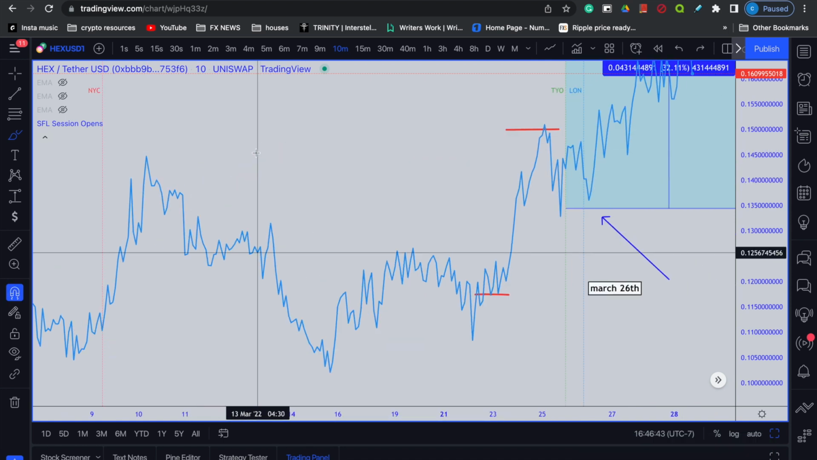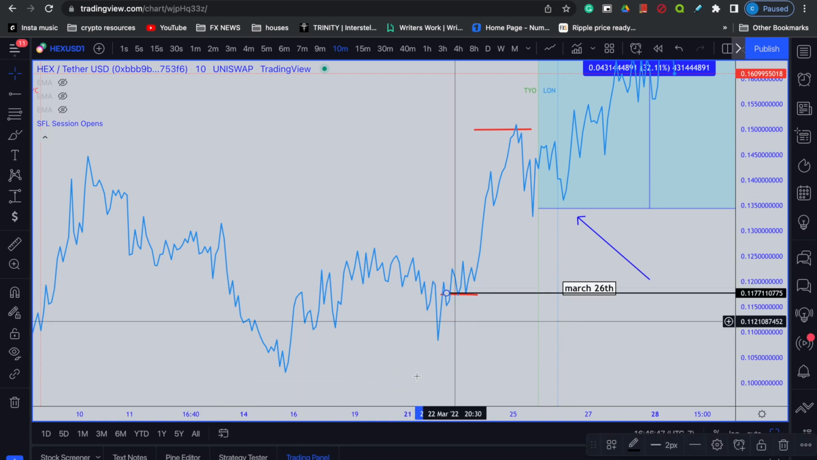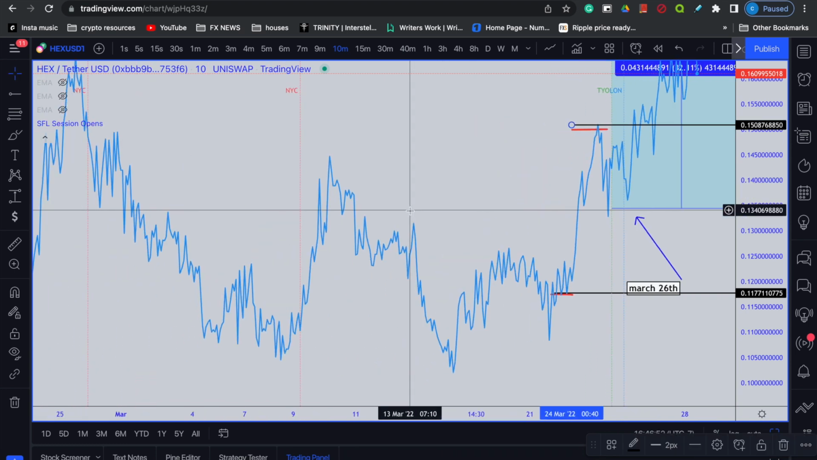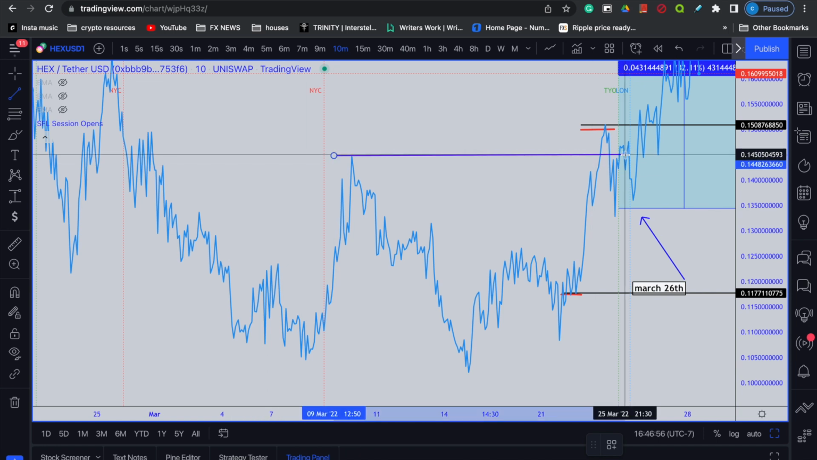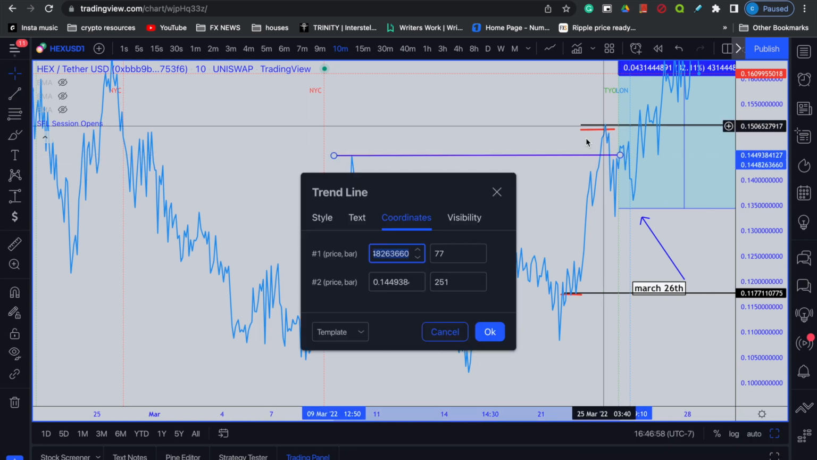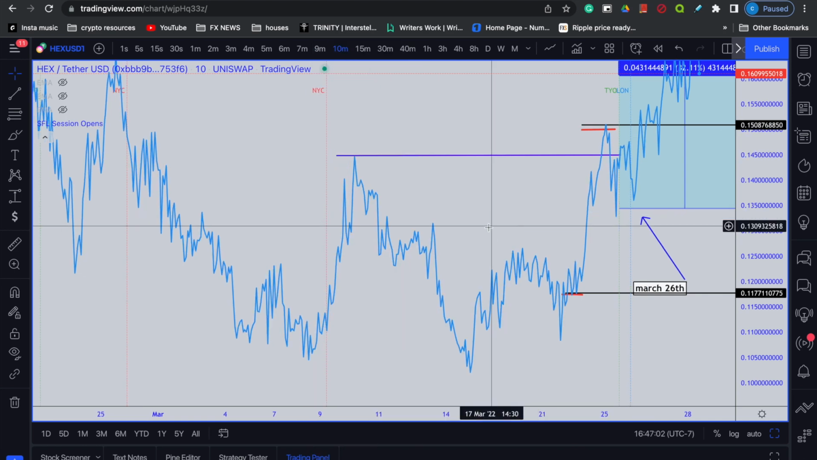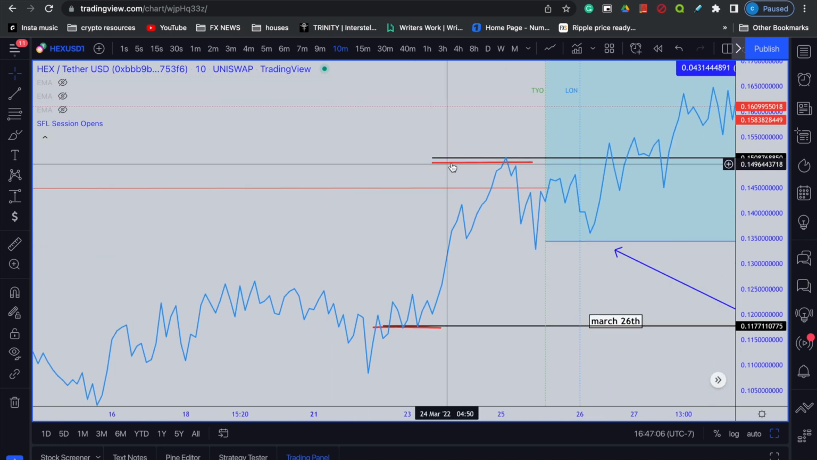Let's identify all of this utilizing a couple of different tools on our chart. We have our horizontal ray. We can annotate this new A to B move, so we know that we're operating inside of a new bullish range. We can also identify this high as a break of structure, because we know that this market structure high right here took out the previous market structure high. So we'll change this to a BOS top. Now, coming into this Asia session trading range, we know that we're operating inside of a new A to B move.